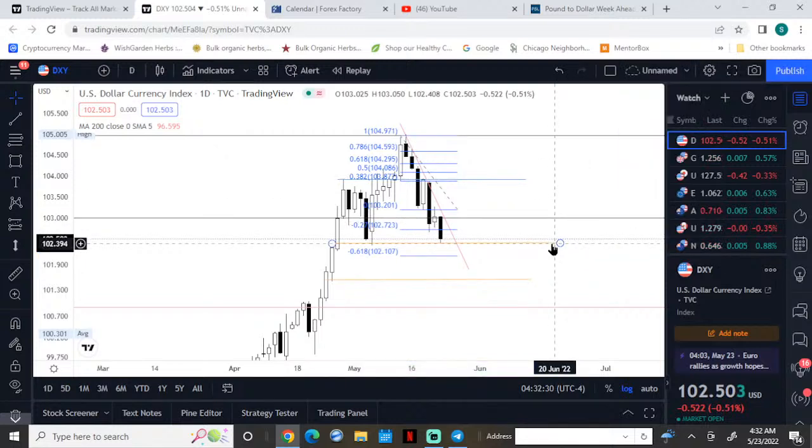I got this as a 1 hour zone, but this looking like it needs to be a daily zone, because it came right here and rejected it. I'm gonna change this to a daily.